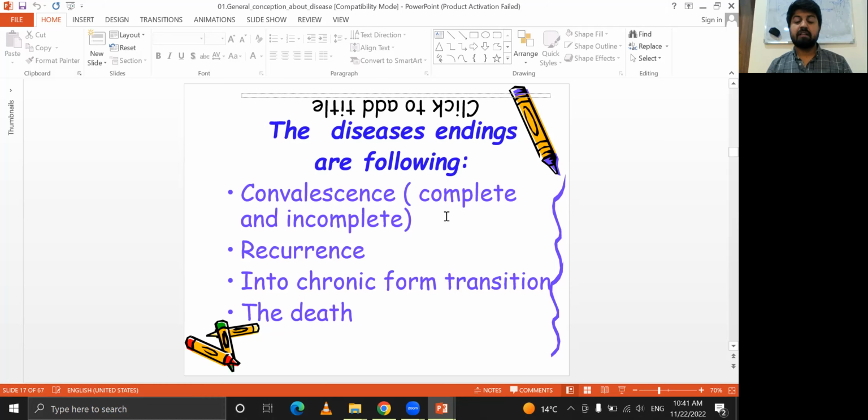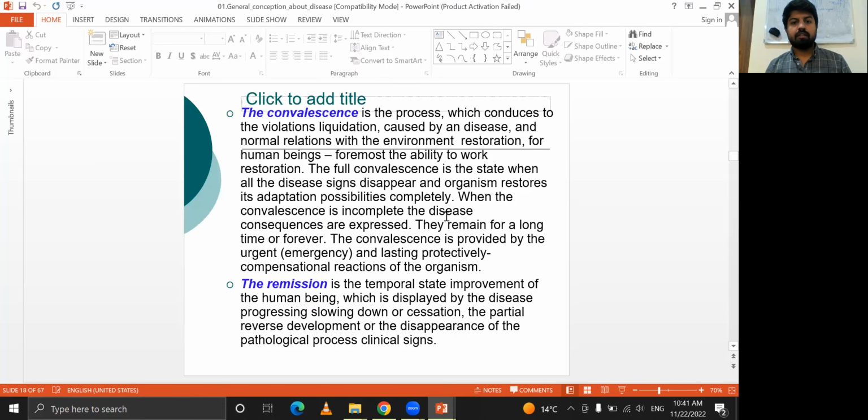That is very much simple as it is written in the slide. So the convalescence is the process which conduces to the liquidation of violations caused by the disease and a normal relations with the environment, restoration for the human being, and the ability to work restoration. The remission is the temporal state improvement of the human being, which is displayed by the disease progressing slowly, slowing down or the cessation. The partial result of the pathological process, clinical signs, is the remission of the disease.